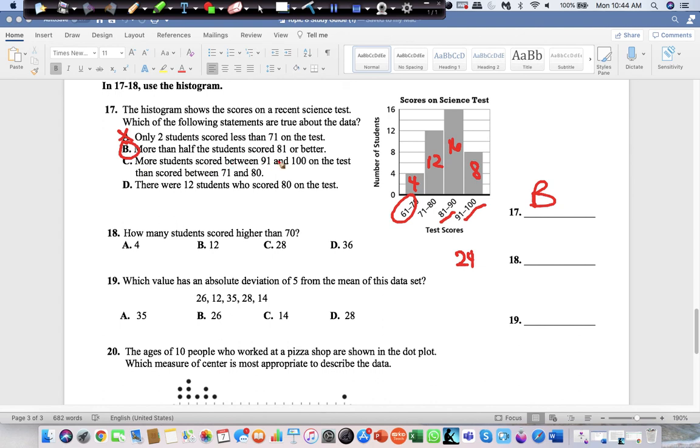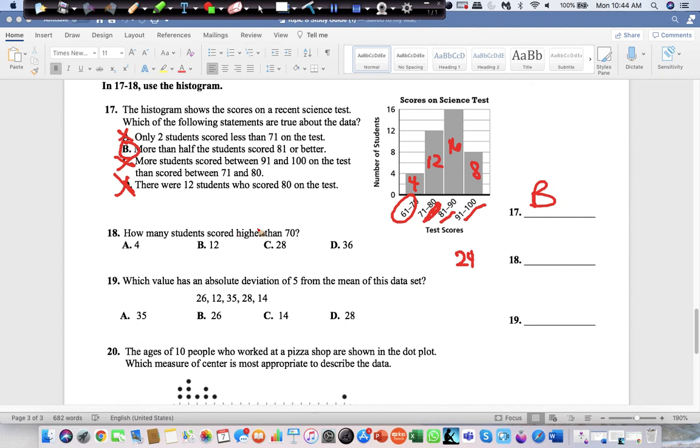More students scored between 90 and 100 on the test than scored between 71 and 80. So 91 and 100 would have been 8. 71 and 80 would have been 12. So that's not true. And the last one says there were 12 students who scored an 80 on the test. There are 12 students in this category, but the range is from 71 to 80. It doesn't say just 80. It's 71 to 80. So we aren't guaranteed that all 12 of those students scored exactly an 80 on the test. So our answer choice is B.